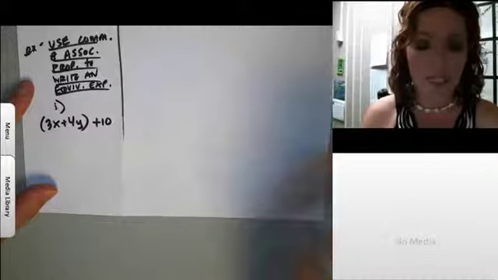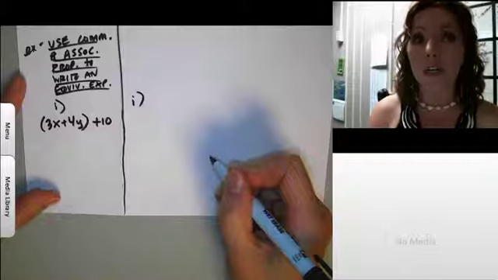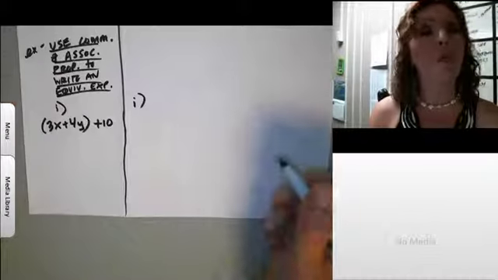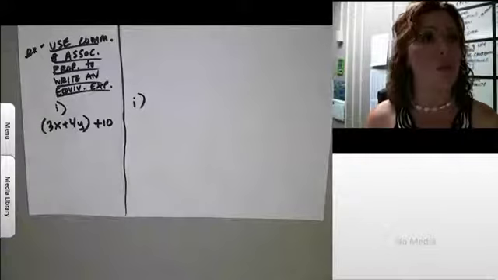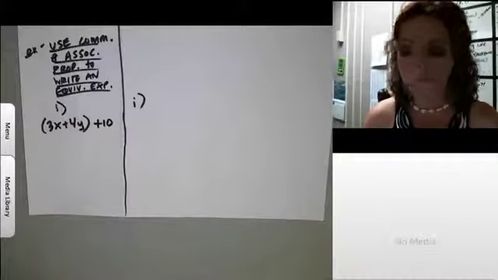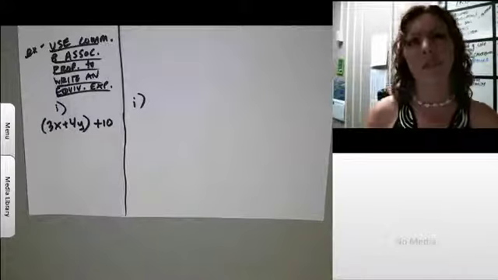3x plus 4y in parentheses plus 10. And we want to use both the commutative and associative properties. So commutative, again, that's the one where you can switch the order, and associative, you can switch the parentheses. So there are a bunch of different options for this one. So can somebody give me one option that would be different? Is it Stacy? Go ahead.